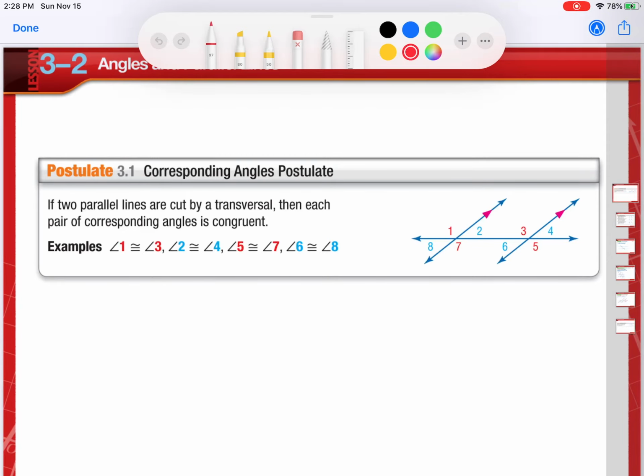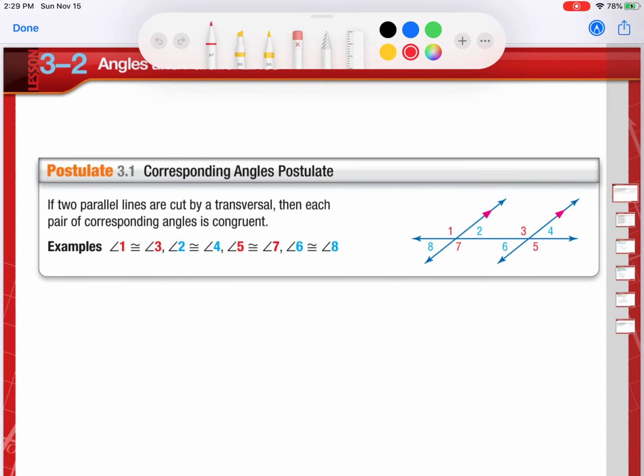Okay, so today we're talking more about angles and parallel lines. Like I foreshadowed in the last lesson, today we're talking specifically about the corresponding angles, alternate interior, alternate exterior, that when you have parallel lines, how those angles end up being congruent to each other. So we're just going to get into that a little bit more today.